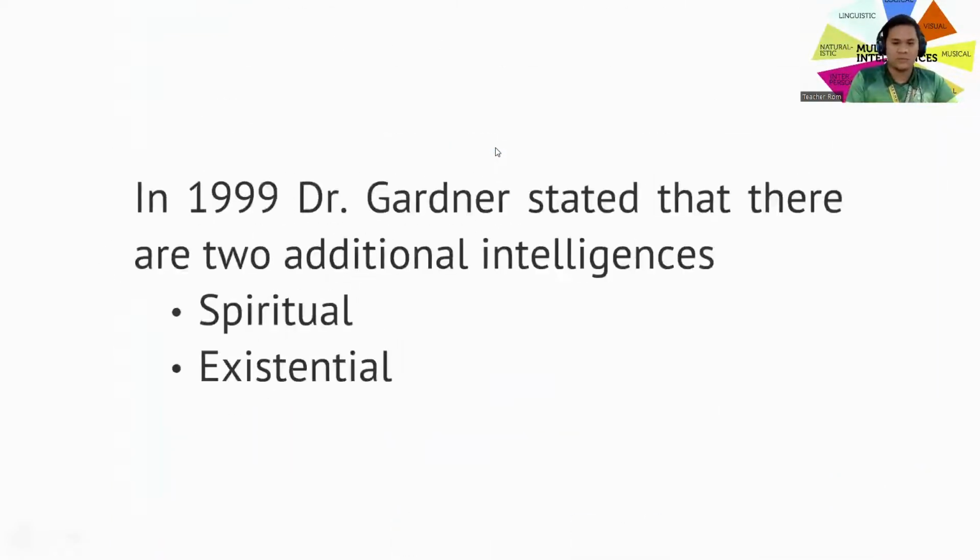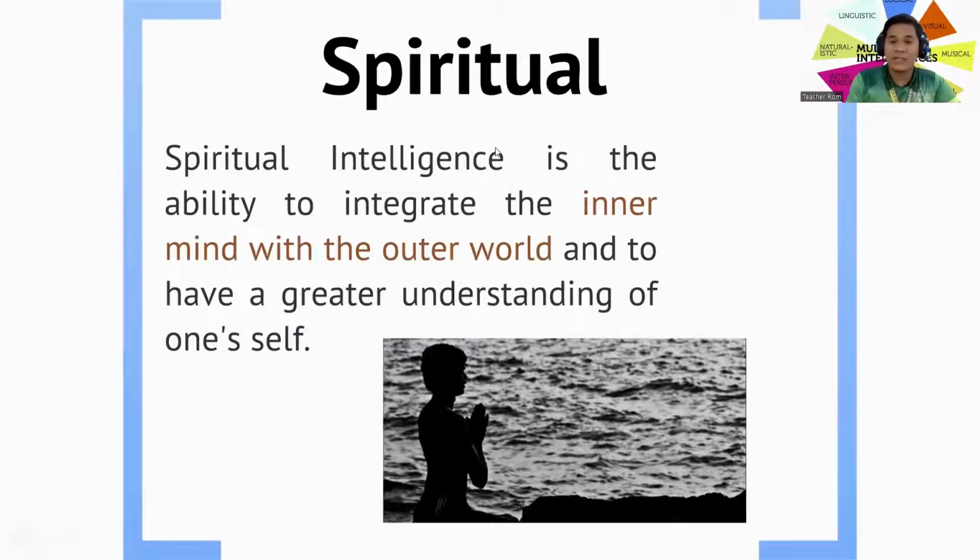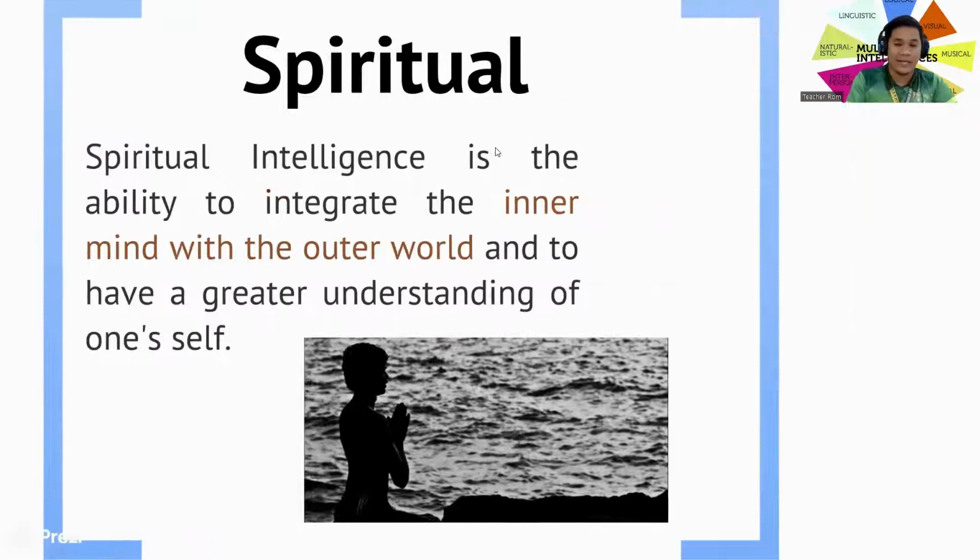And we have another intelligence according to Gardner. This is what he developed in 1999, stating that there are two additional intelligences. We have the spiritual intelligence and existential intelligence. The spiritual intelligence is the ability to integrate inner mind with the outer world and have a greater understanding of oneself. That is spiritual intelligence.